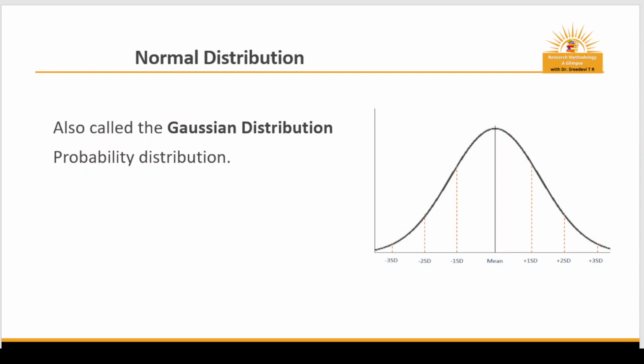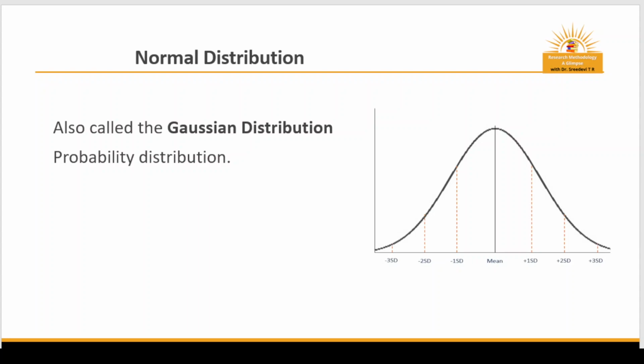Many variables have approximately normal distribution, that is, distributed normally in a population. Some examples of variables are height, weight, blood pressure, IQ, job satisfaction, memory, and so on. Many inferential statistics require that the data are distributed normally. That is, parametric tests are used only where a normal distribution is assumed.